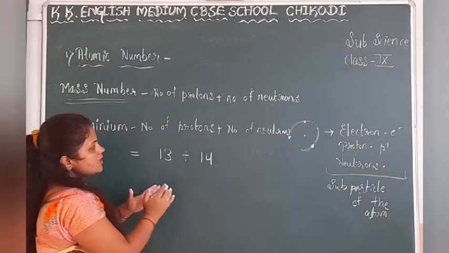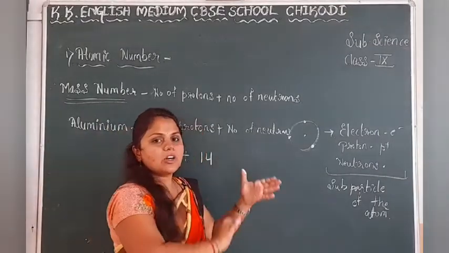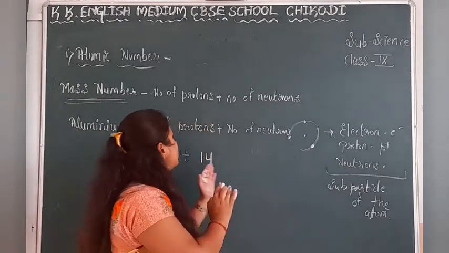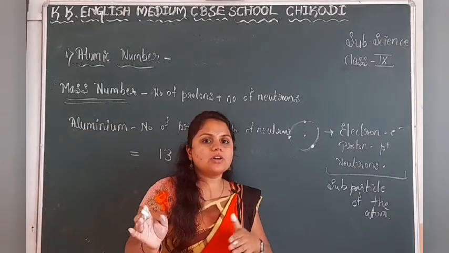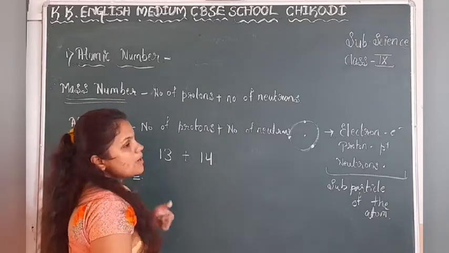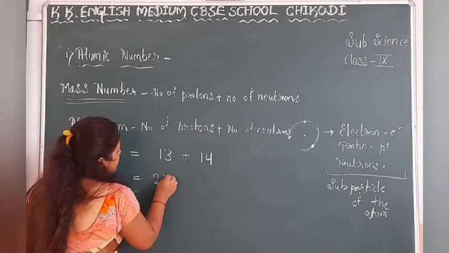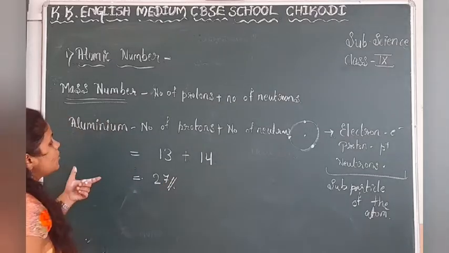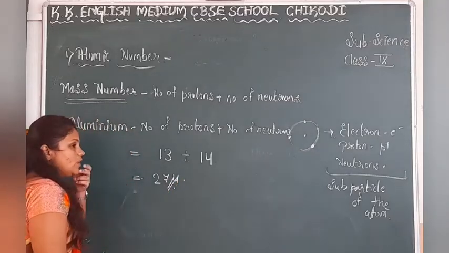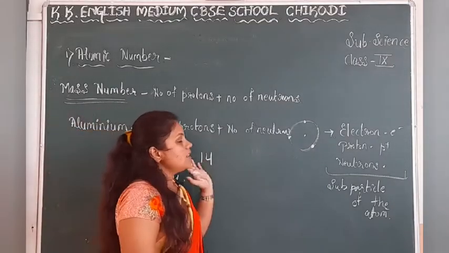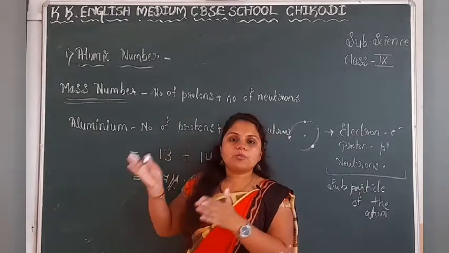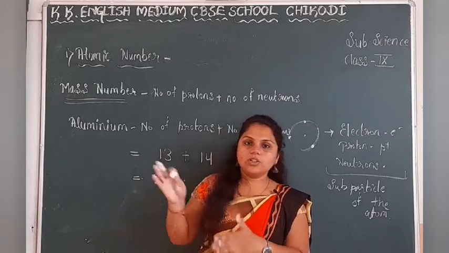So here you can observe that the number of protons and number of neutrons is not equal. Okay, here the number of protons and number of neutrons is not equal. So what is the mass number here? It is around 27. So what is the atomic mass number or mass number? It is 27 u. Okay, unit. So you can observe in some examples there is no equal number of protons and neutrons.